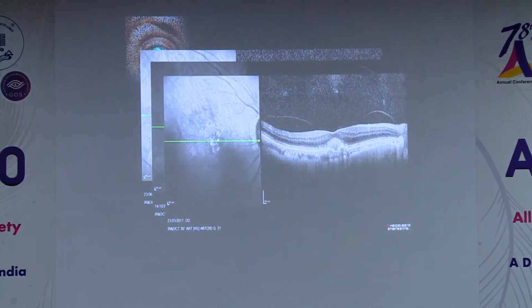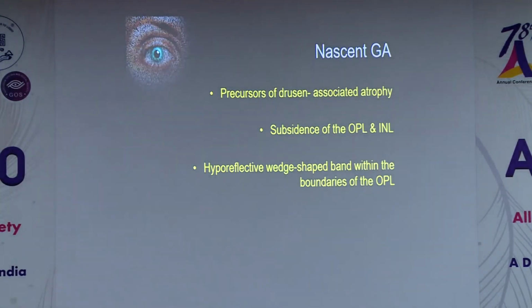You can see in this patient there are atrophic changes happening underneath the area of the vitelliform degeneration. Again, a marker. A new term, nascent GA. Nascent GA, or geographic atrophy, is the first stage of diagnosing geographic atrophy. Again, it's a sign. These are the signs.